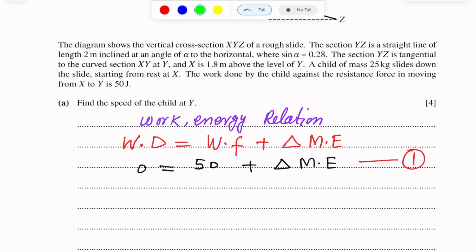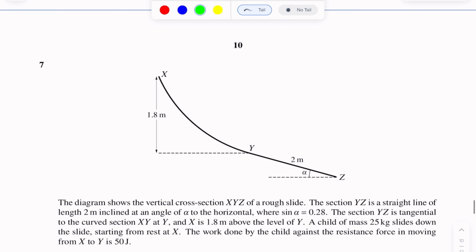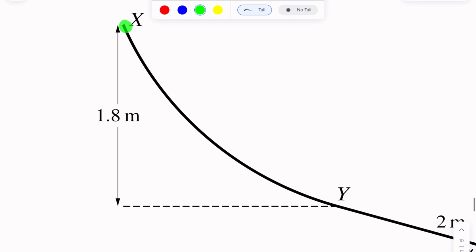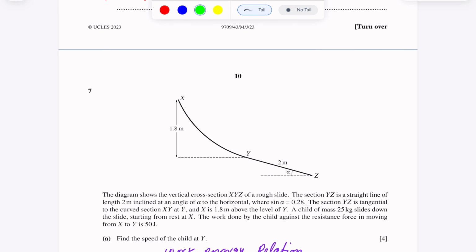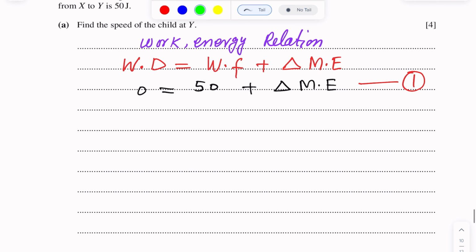Now we will find the change in mechanical energy. So we will find the mechanical energy at points X and Y. Then we subtract mechanical energy at Y minus mechanical energy at X, and we get the change in mechanical energy. So first we find the mechanical energy at point X. ME shows the mechanical energy. At point X it will be potential energy plus kinetic energy.